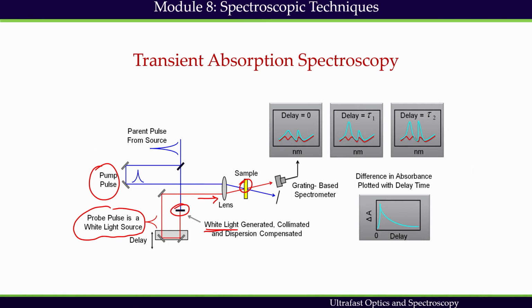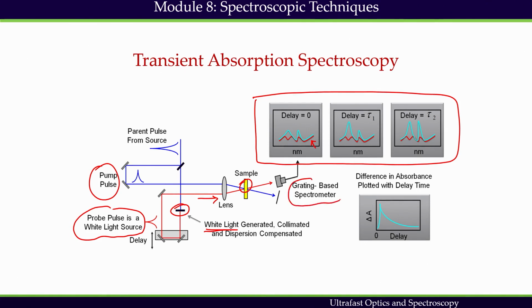Here, in these three figures, we show the changes of the absorption spectrum at 3 different time delays between pump and probe pulses. This red spectrum represents the absorption spectrum recorded without the pump pulse. So with the help of a spectrometer and this white light probe pulse, we can record the absorption spectrum first.